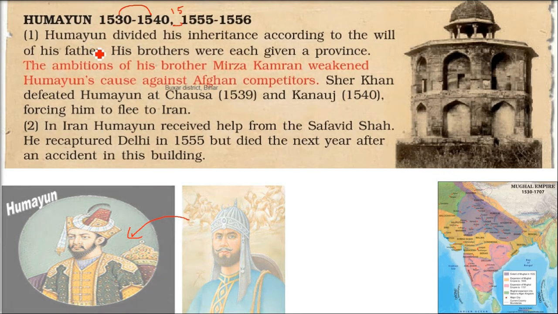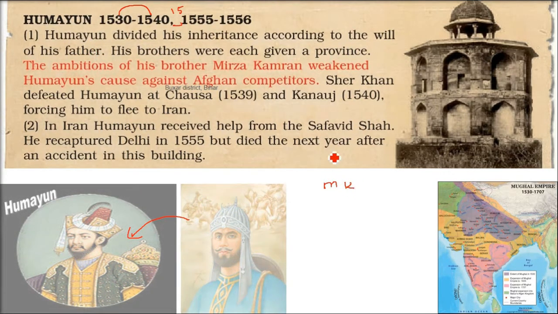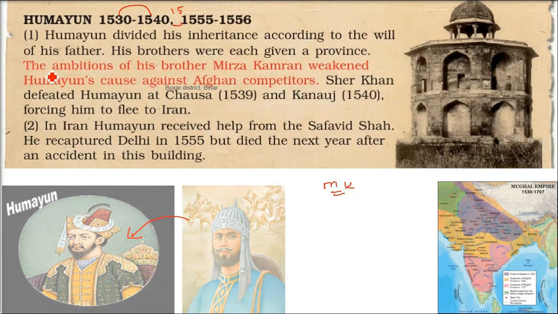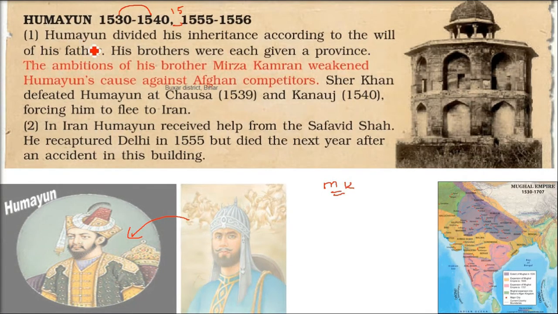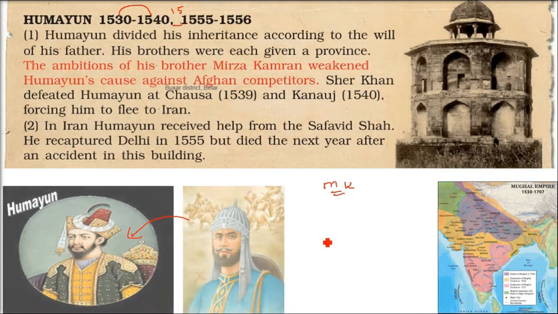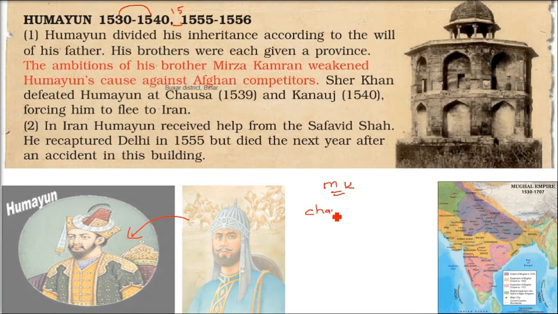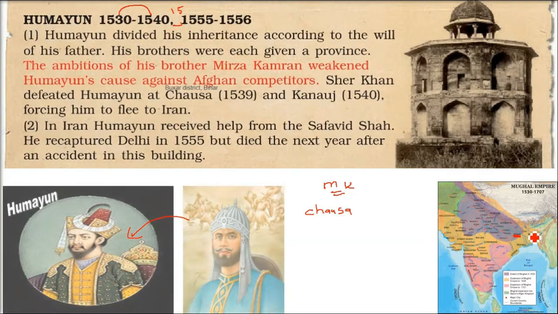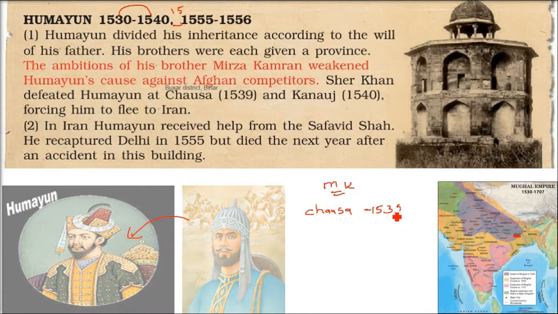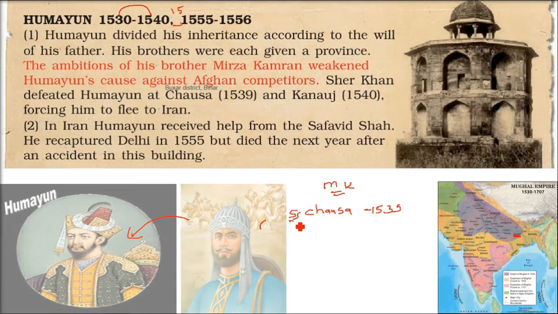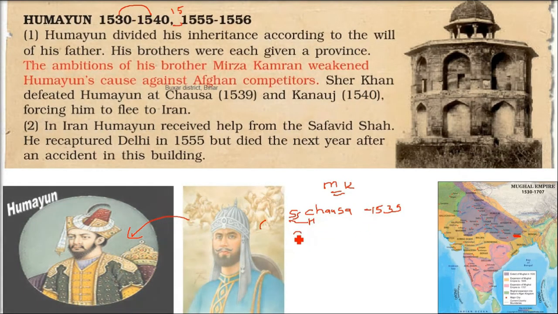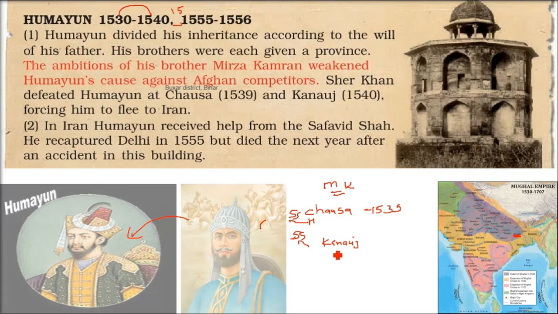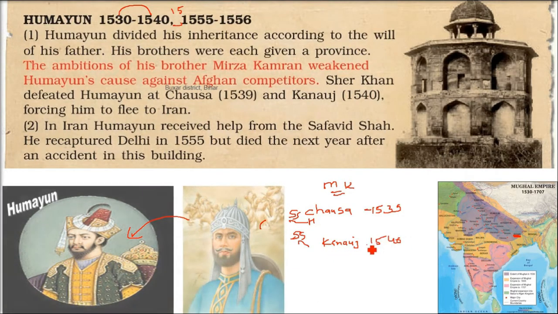Now let me tell you before that, Humayun actually divided all the inheritance he got almost equally, but there was Mirza Kamran. He is the brother of Humayun, and he kept coming with Afghans, revolting, fighting. Chausa is in Buxar district, Bihar, 1539, and the fight was against Sher Shah Suri, Sher Khan. First Humayun was defeated at Chausa, and the second time he was defeated at Kannauj, that is in the Ganga Yamuna Doab.